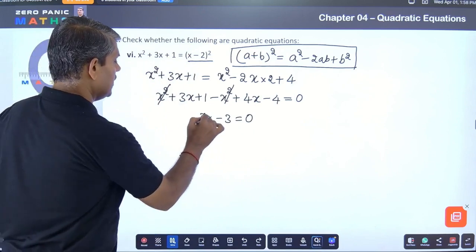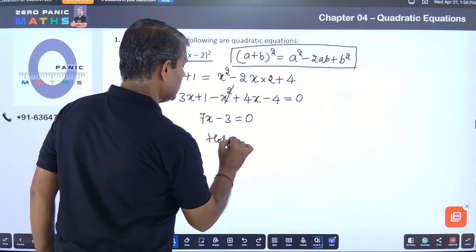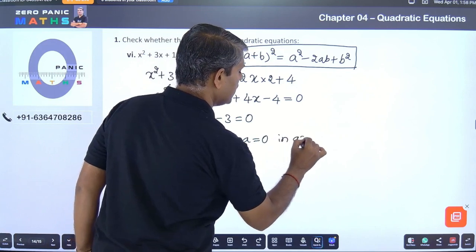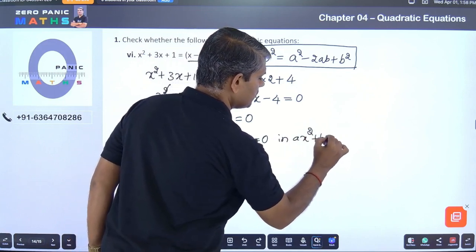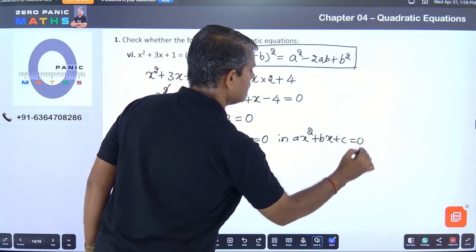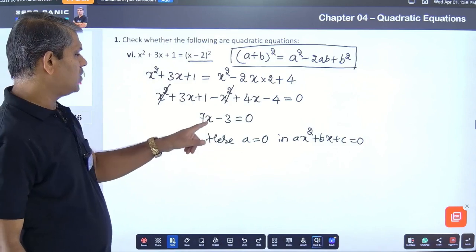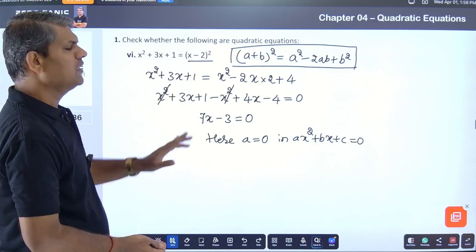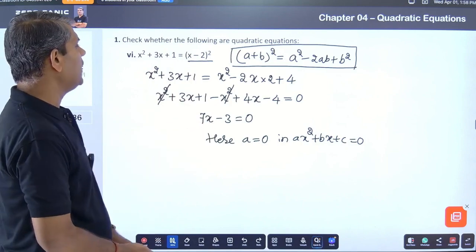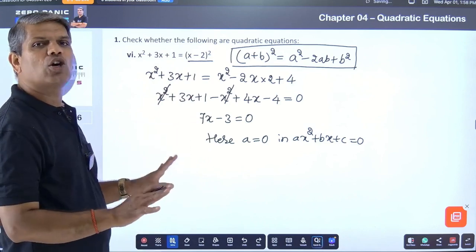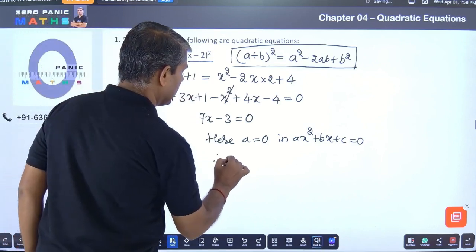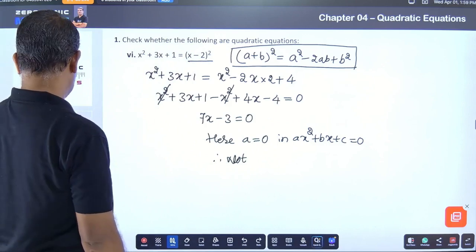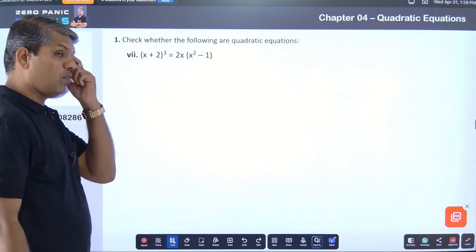Again here, what is that? a is equal to 0 in ax square plus bx plus c. So you can write that. Since a is equal to 0 in this term, we don't have an x square term in this solution. Okay, so this is not a quadratic equation. No, not a quadratic equation. You can write that yourself. Okay, let us see the next problem.